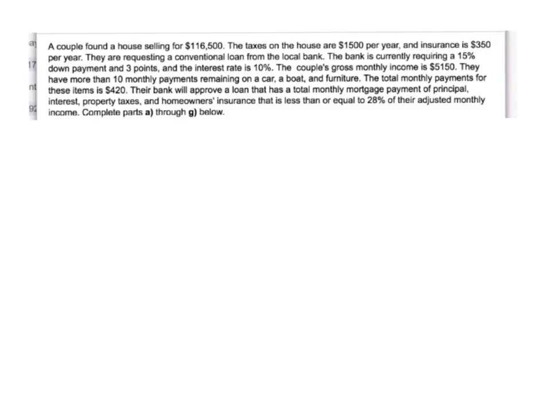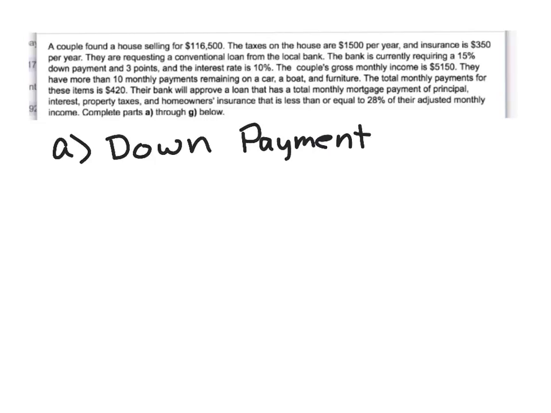Okay, so we've got a couple that are looking at buying a house. And the question is asking you for a number of different pieces, A through G. So I'm going to break down the questions the way that they're listed in the regular problem. And A asks you to start off by finding the down payment.